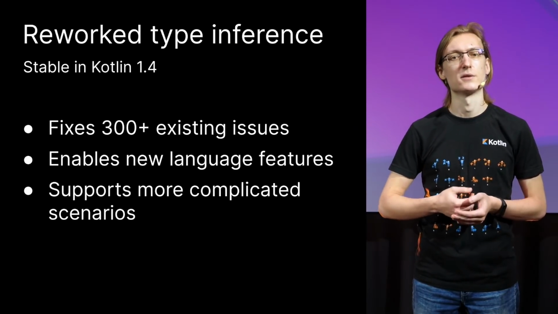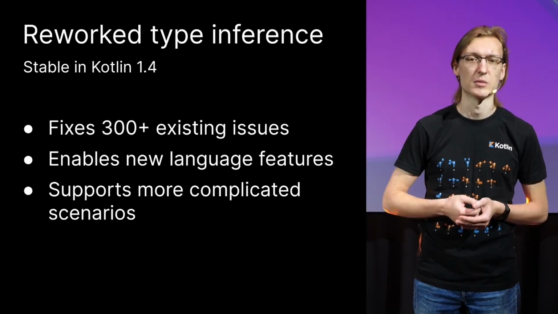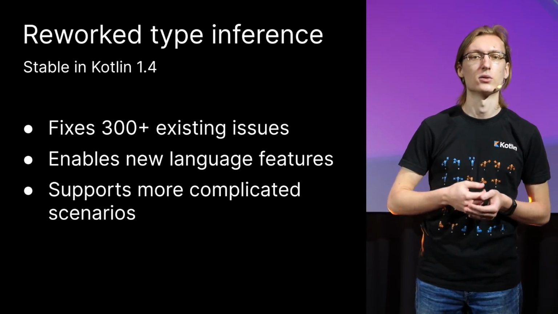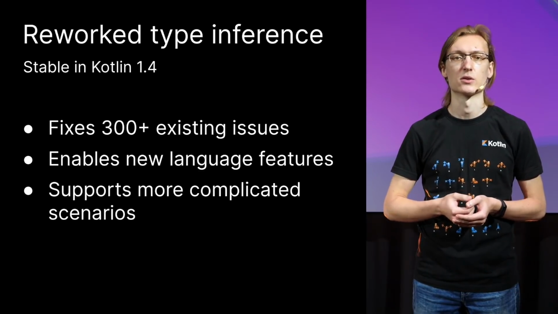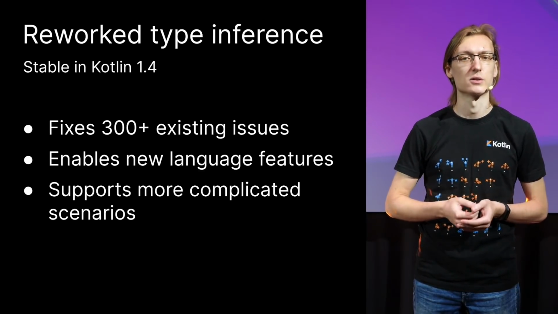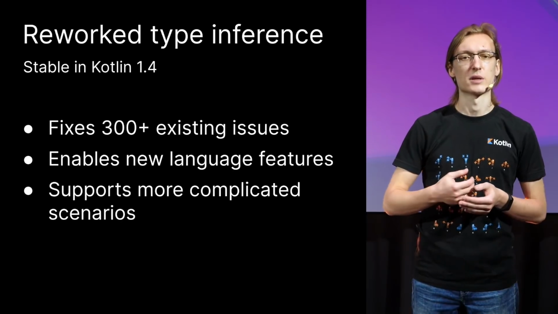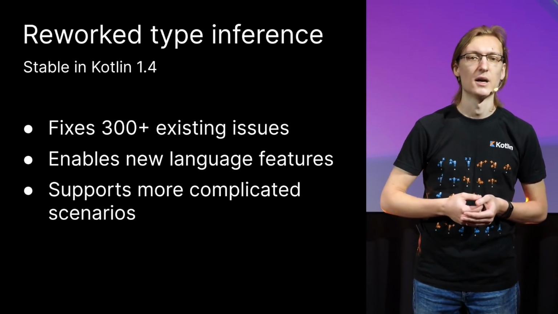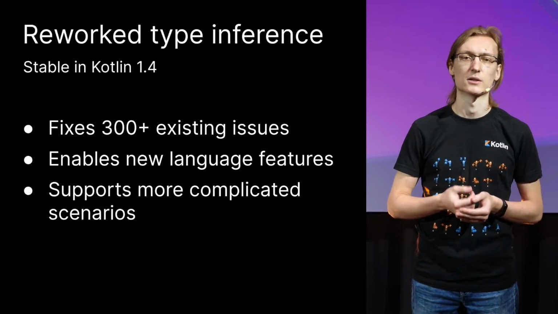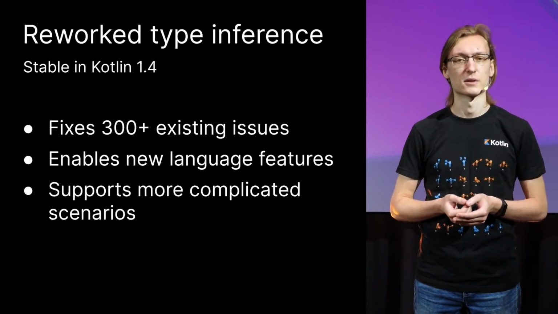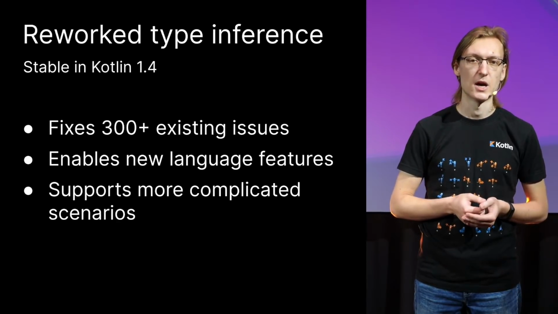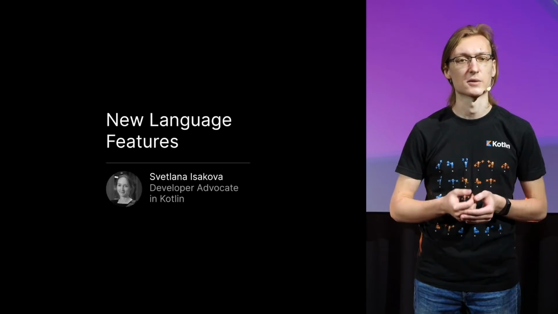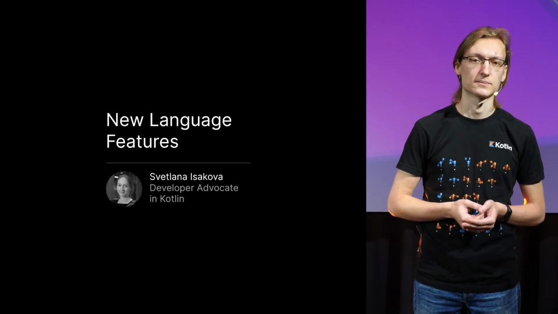Kotlin 1.4 comes with a new type inference algorithm. It solves a lot of issues involving inconsistent behavior and makes evolving the language easier. In short, this new algorithm makes it possible to implement new language features that we previously couldn't. The new type inference implementation supports complicated scenarios involving code that exploits generic functions, smart casts, callable references, or delegated properties. You can learn about it in more detail and see code examples in Svetlana Isakova's talk, New Language Features.